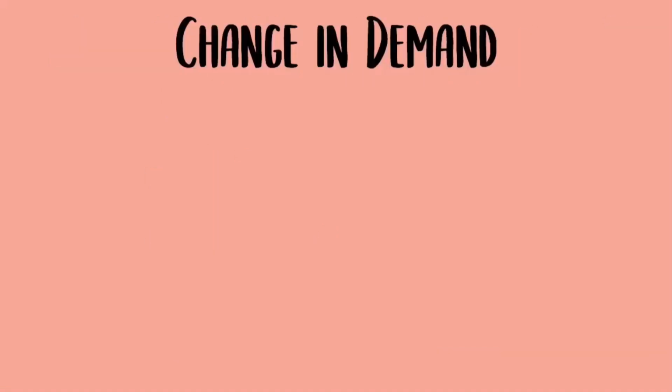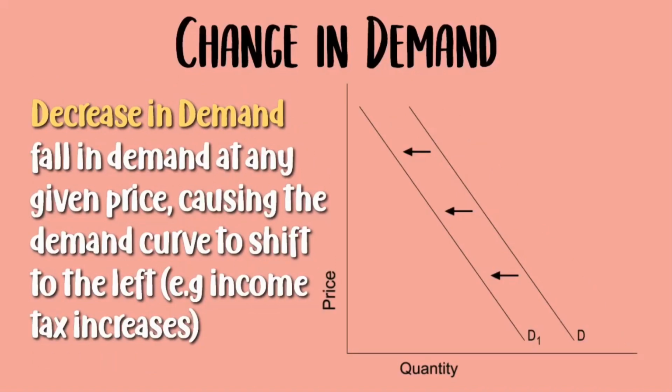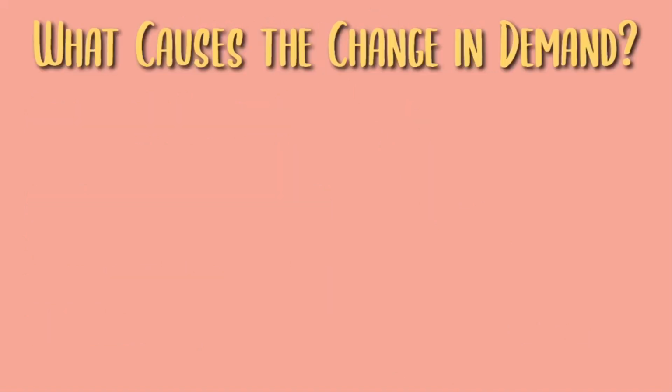Since we've looked at the change in price, we can now look at the change in demand. So increase in demand is the rise in demand at any given price, causing the demand curve to shift to the right. For example, the demand for ice cream during the summer. And a decrease in demand is the fall in demand at any given price, causing the demand curve to shift to the left. For example, when the income tax increases. So what causes the change in demand?